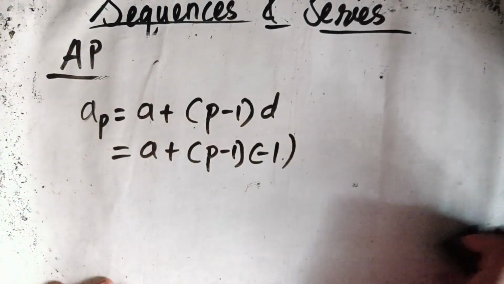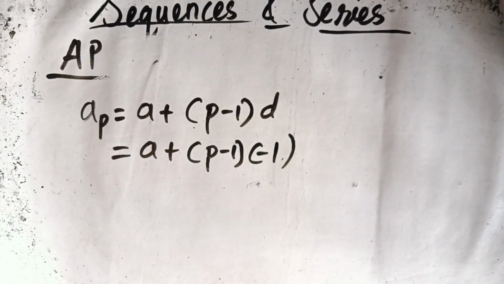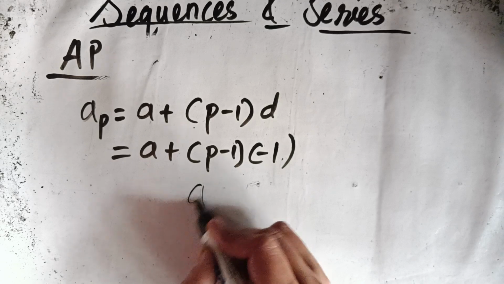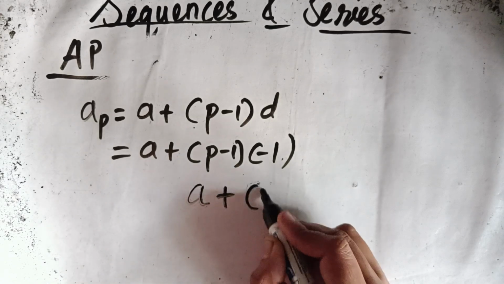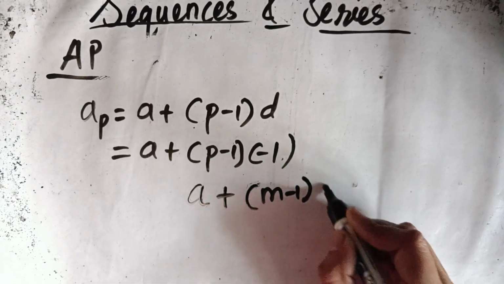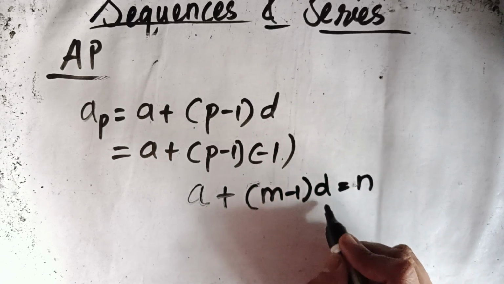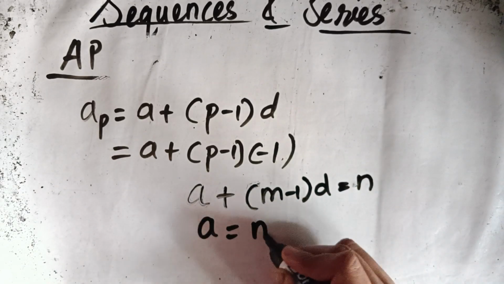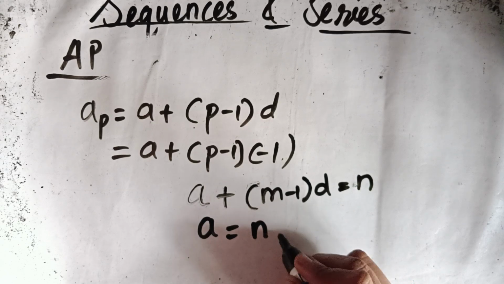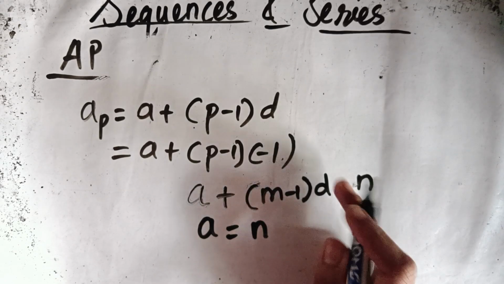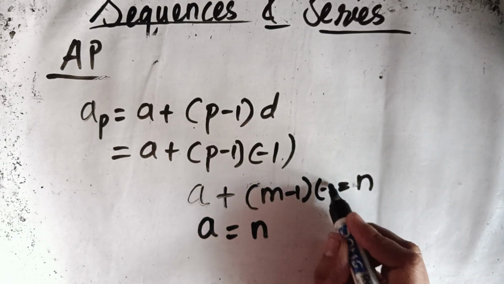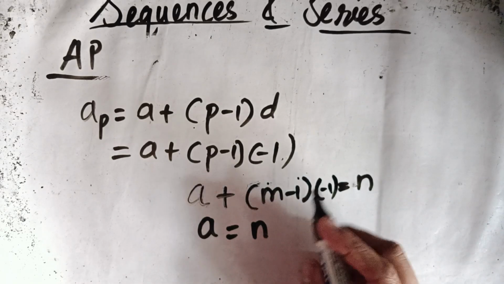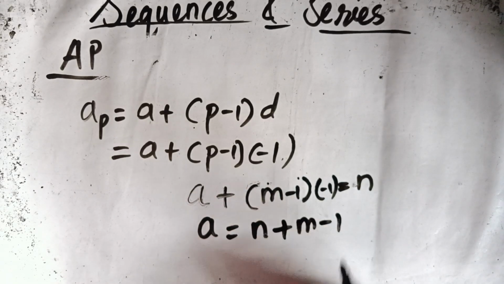We have got D, right? So we can substitute in any one of the equations. Suppose I'm substituting in A M. So A plus M minus 1 into D equal to N. So D is minus 1. So A will be N. This is minus 1. So minus M plus 1. So plus M minus 1.